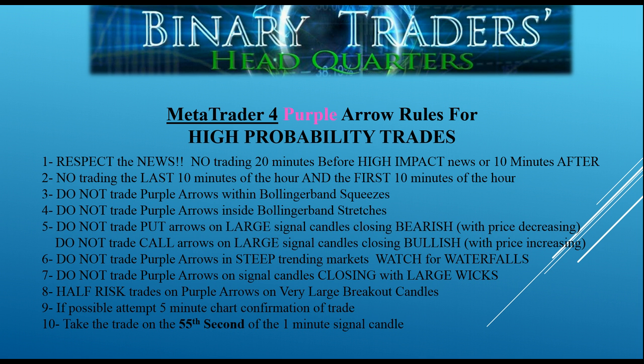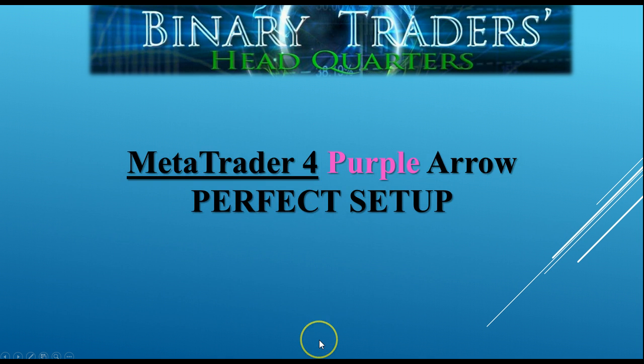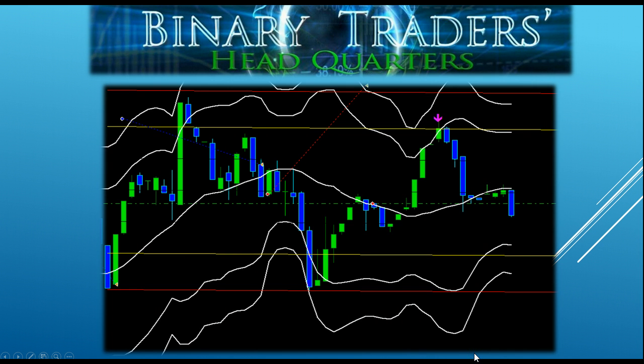If you've got a big, if you have price doing a big pullback, something like that breakout candle or the large wick candle. So what is the setup that we're looking for? What is the perfect setup? So I've got some examples of that for you here as well.